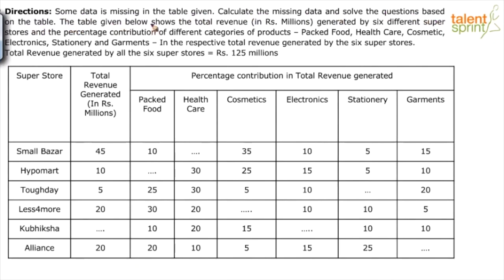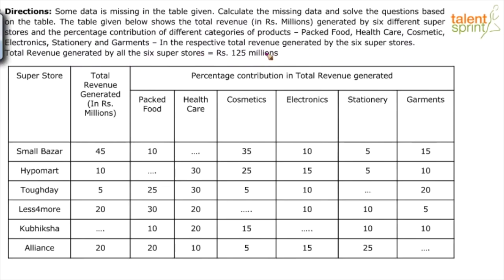The table given below shows the total revenue in rupees millions generated by 6 different superstores and the percentage contribution of different categories of products, which are packed food, healthcare, cosmetic, electronics, stationery and garments in the respective total revenue generated by the 6 superstores. The total revenue generated by all the 6 superstores is equal to 125 millions.